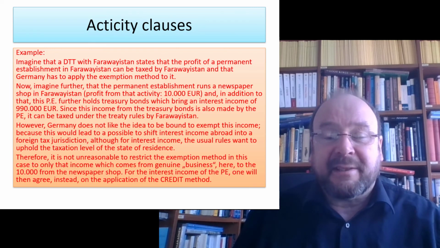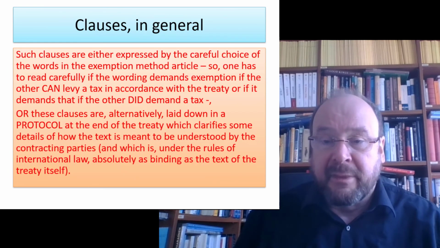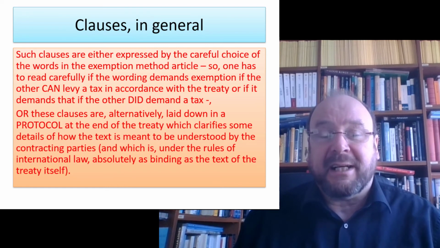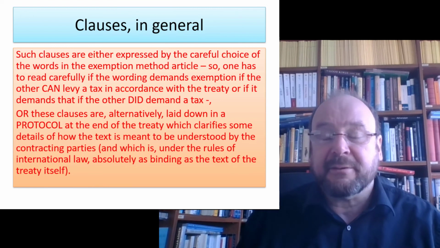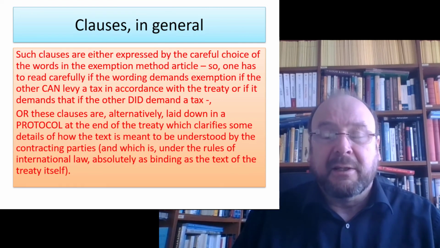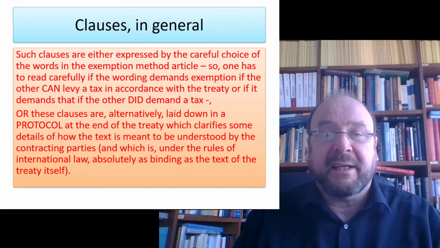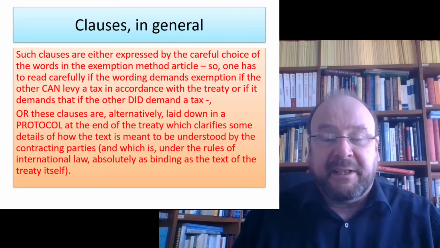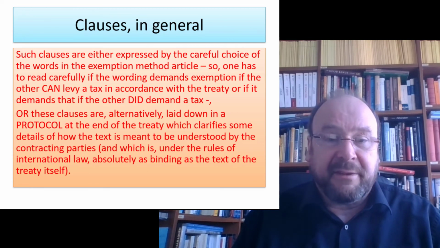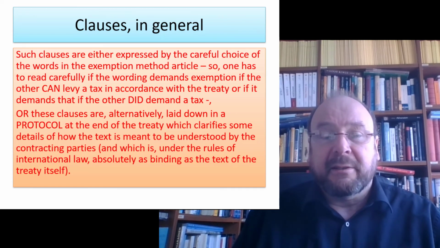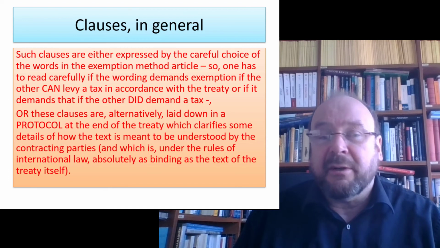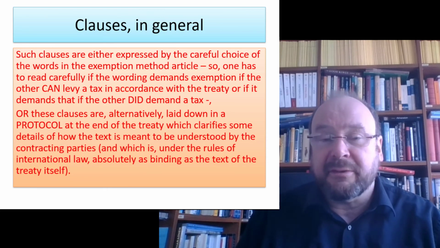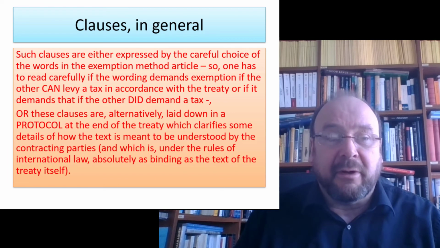These things are called activity clauses. And such clauses will either be expressed by the careful choice of the wording in the Article 7 business profits or other exemption articles, or more often one has changed to clarifications in a protocol at the end of the treaty. And such a protocol, if published and signed together with the treaty or signed and published later by the two contracting states, is under international law a full and integral part of the treaty text.